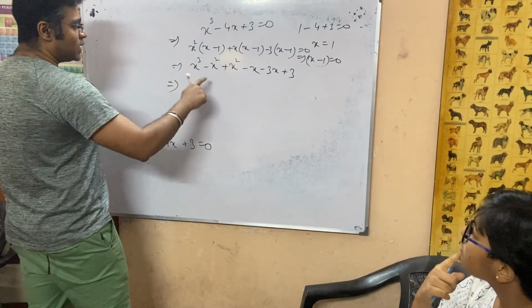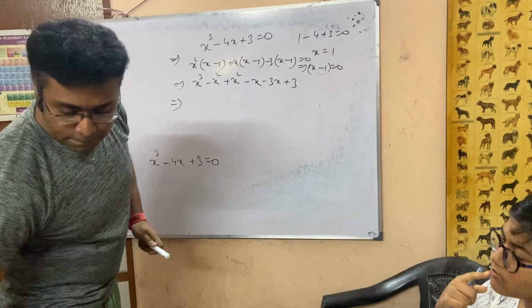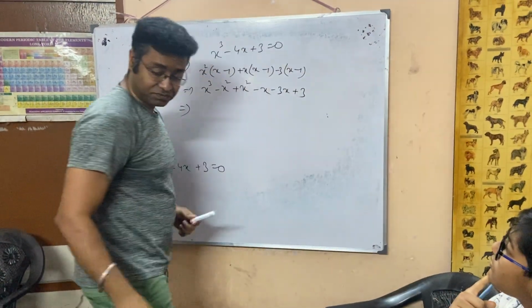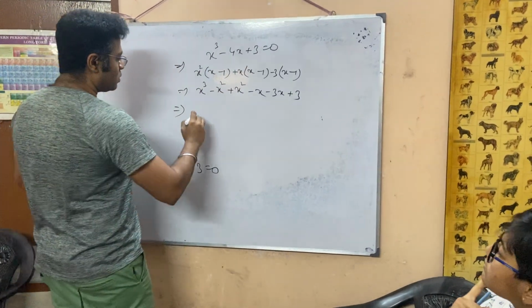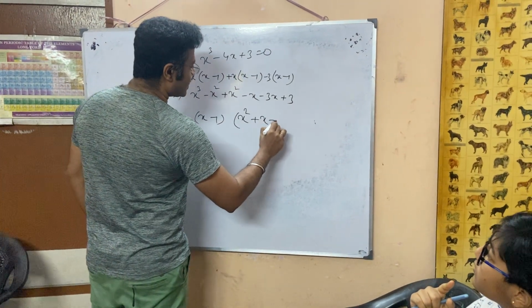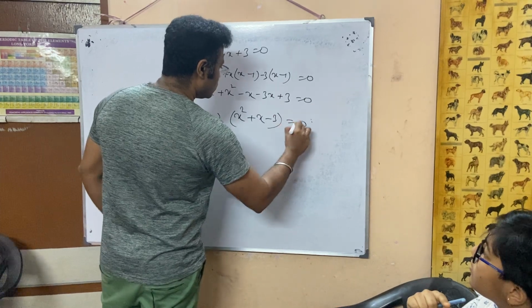Now, this line is of no use. From this line, x minus 1 I can take common. And I am left with x square plus x minus 3. All will be equal to 0.